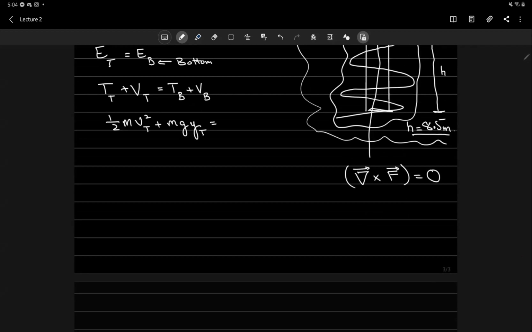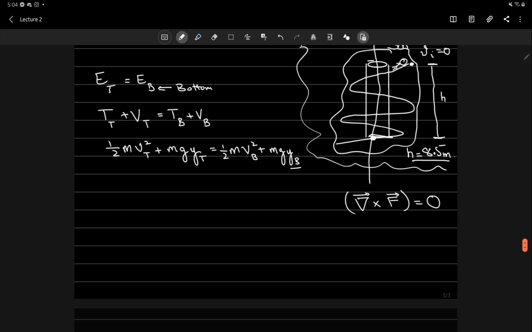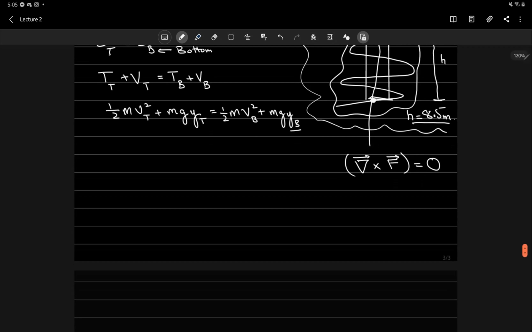And this should be equal to T_B, the kinetic energy at the bottom, so that's half m v at the bottom squared, plus the potential energy at the bottom, which would be m g y_B, where y_B is the coordinate at the bottom, right? Now remember, we have to find V_B, the speed of the child when he reaches the bottom of the slide.